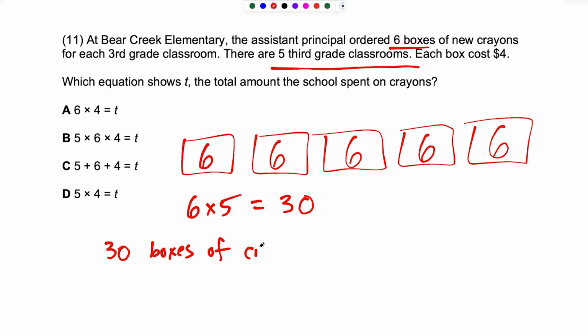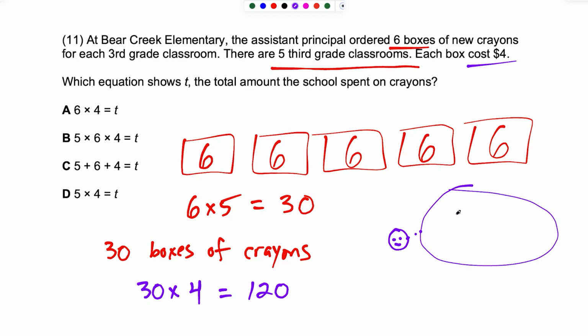But now let's think about what we are doing next. Each box costs $4. So if the assistant principal is getting 30 boxes, that would be 30 times 4, and that would tell us how much money the school is going to spend on crayons. 30 times 4 gives us 120. The math I'm doing in my head is 3 times 4 is equal to 12. So when I do 30 times 4, I just add a 0 to that 12, which is how I get 120 so quickly. So this tells us the assistant principal is going to spend $120.